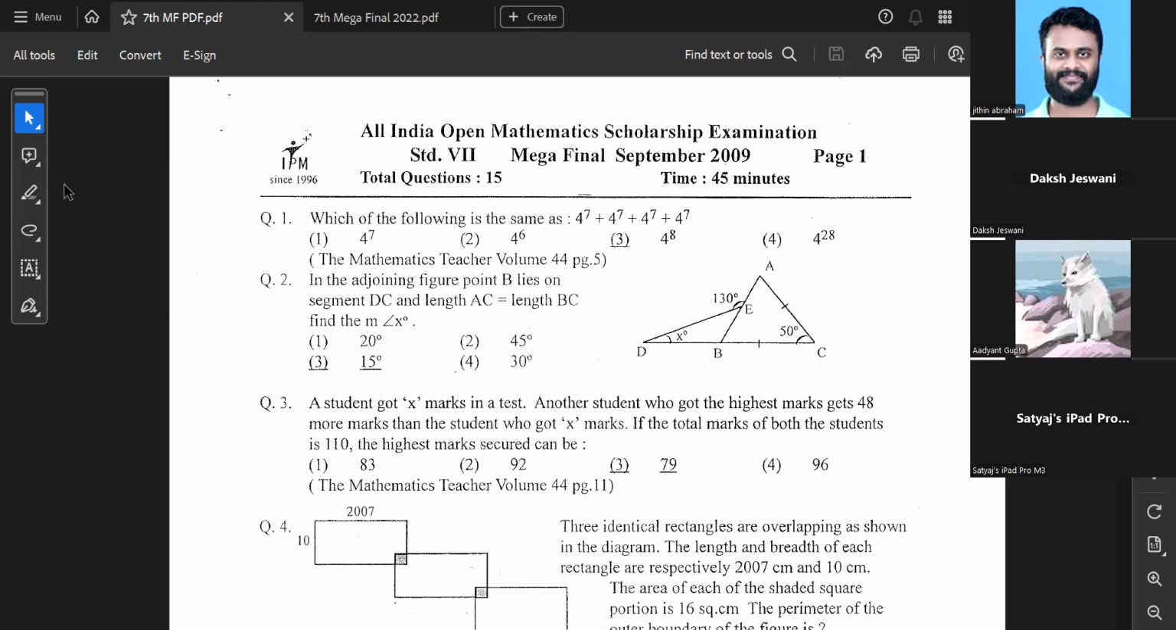Okay. Let's solve the first one. This is a simple one. Which of the following is the same as this? So basically 4 raised to something is given. Now this is 4 times 4 raised to 7, which can be written as 4 multiplied by 4 raised to 7. 4 is nothing but 4 raised to 1, which means the answer is going to be 4 raised to 8. Hence option 3 is your correct answer.